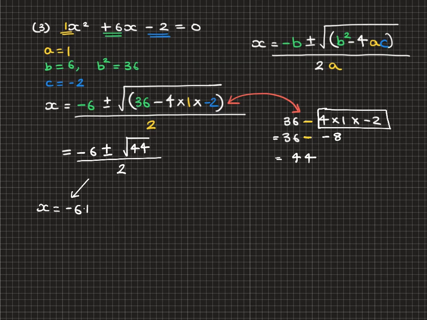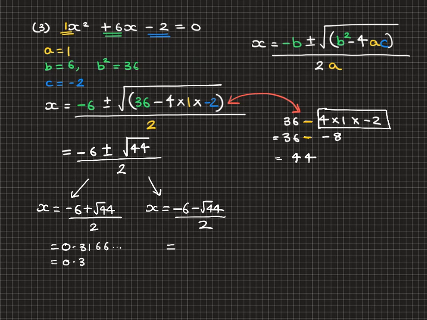x equals -6 plus √44 all over 2. And then as the other form, x equals -6 minus √44 all over 2. And I'd like you to input these into your calculator separately and check that you get the correct answer. So for the first calculation, we get a value of 0.3166... which we can round to 0.317 to 3 significant figures.